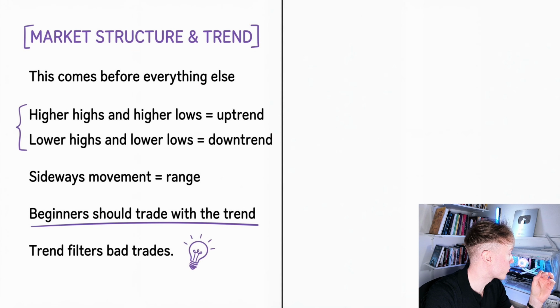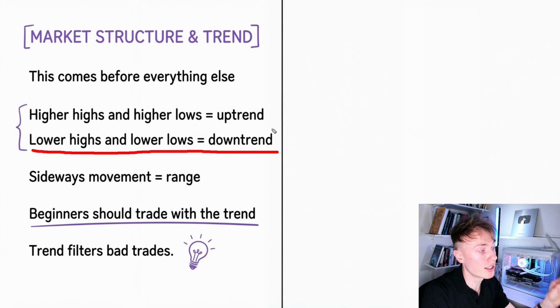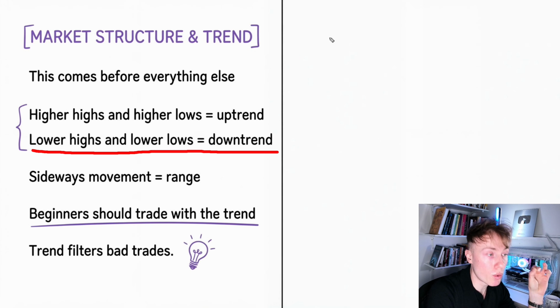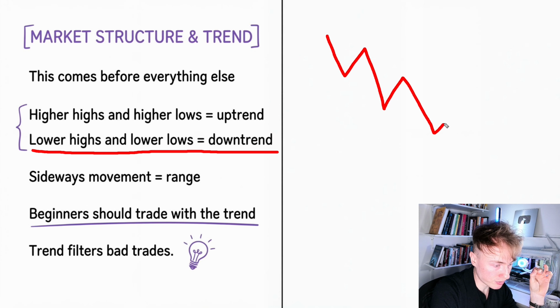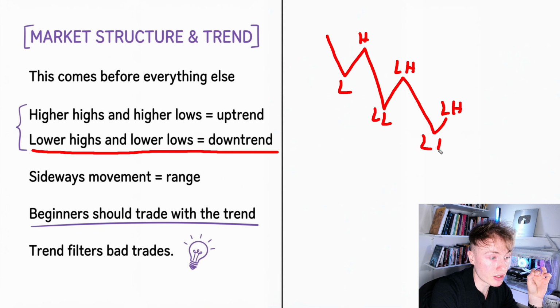The same thing is of course true for the downtrend, but the opposite. In order to have a downtrend, we need to have both lower highs and lower lows. So, let's say we have a market that looks something like this. This right here is a downtrend because we have a high, we have a lower high, we have yet another lower high right here. We have a low, we have a lower low, we have yet another lower low.